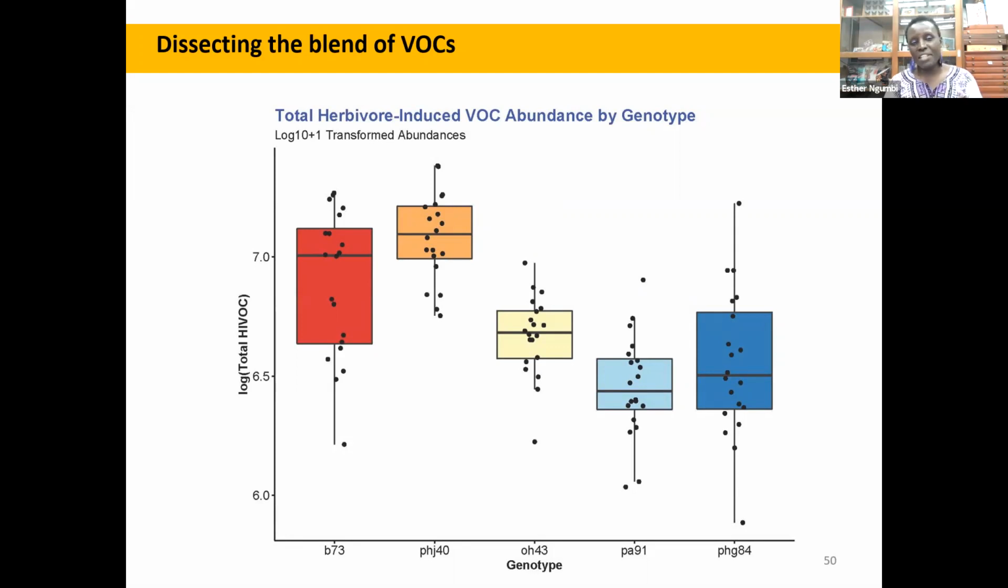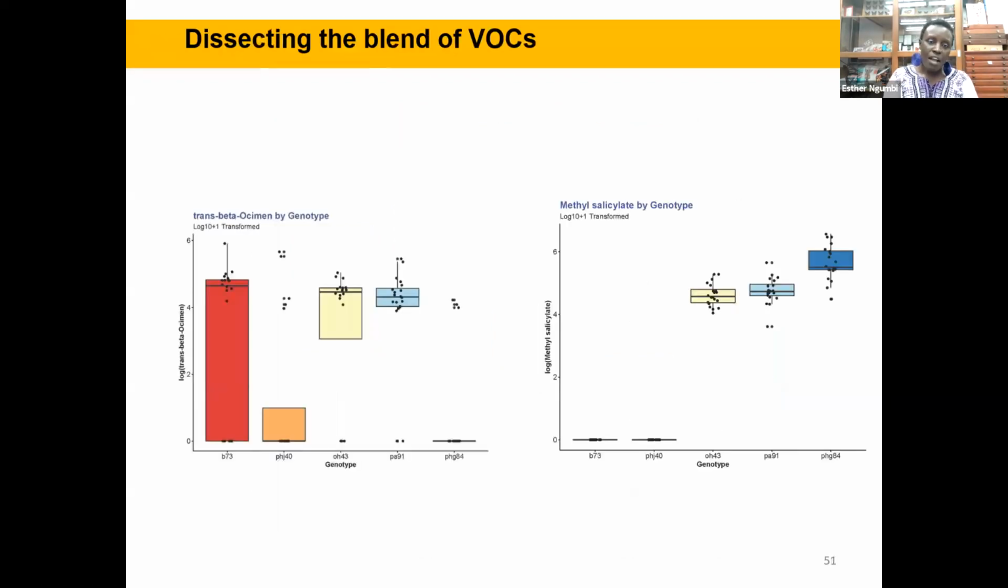I remember I said we dissect the blend. We want to understand both the total blend as well as individual compounds within the blend. So indeed, we see differences in the total blend, which clusters very well by the plant genotype. And as I said, we saw differences when we look at individual compounds and break them down by the genotype, by the heterotic group, and by the breeding era.